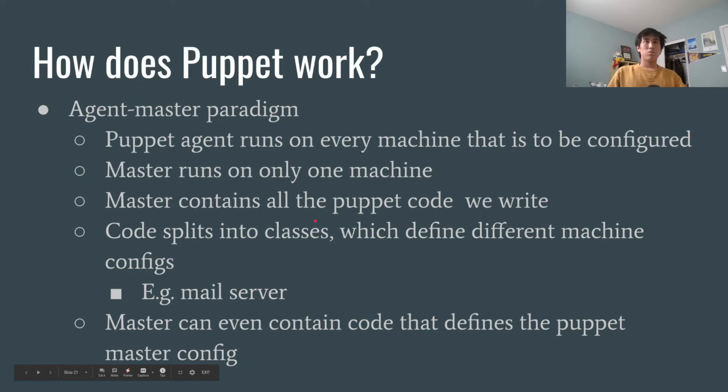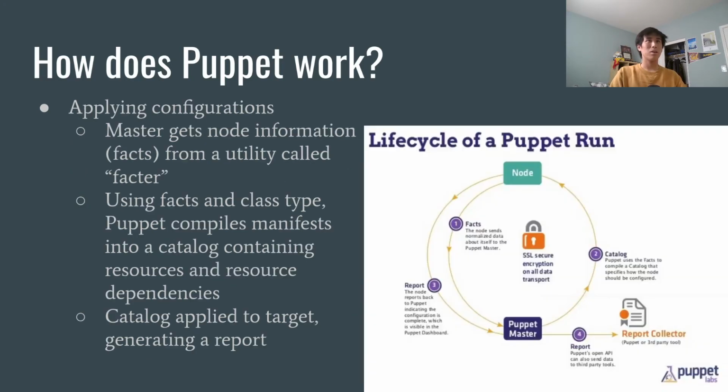So Puppet agents run on basically every machine that you want to be configured, and the master runs on only one machine. This master contains all the Puppet code that we want to write. This code is split up into multiple classes or roles, however you want to call it, which basically define different machine configs. For example, you can have a mail server, like I said. And the master can even contain code that defines the Puppet master config, configuring itself.